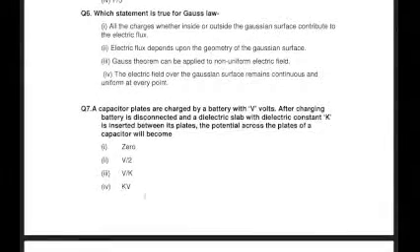Question number 7. A capacitor's plates are charged by a battery with V volts. After charging, the battery is disconnected and a dielectric slab with dielectric constant K is inserted between its plates. The potential across the plates of the capacitor will become 1. 0, 2. V by 2, 3. V by K, 4. KV. Correct. The answer is V by K.